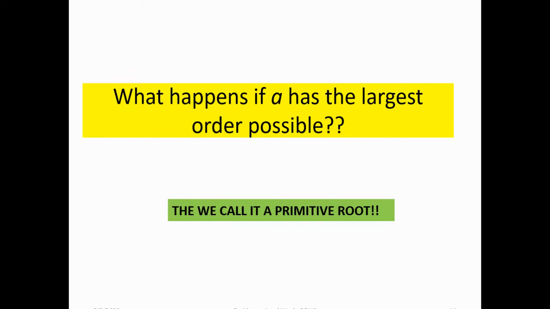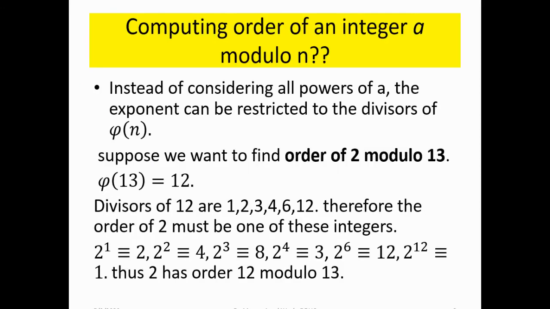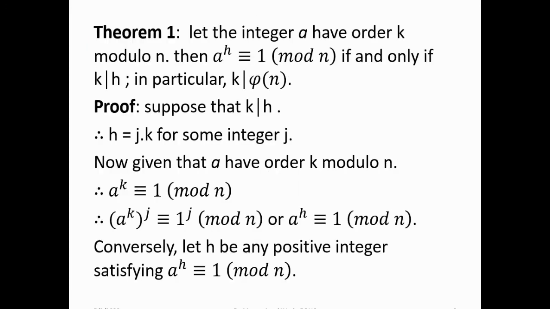By one theorem we have proved here, let us remind that. Let the integer a have order k. Then a to the power h is congruent to 1 modulo n if and only if k divides h. In particular, k divides phi n. Since k is the order and it divides phi n, that means phi n is the largest possible order. Any integer a under modulo n can have maximum order up to phi n.